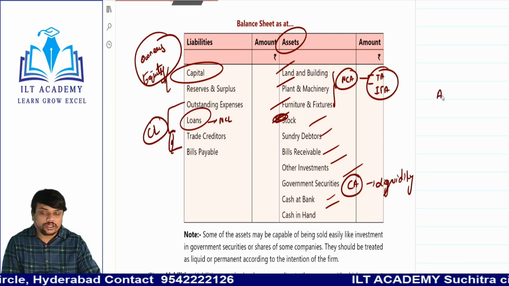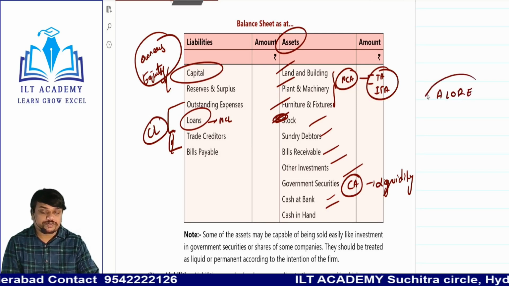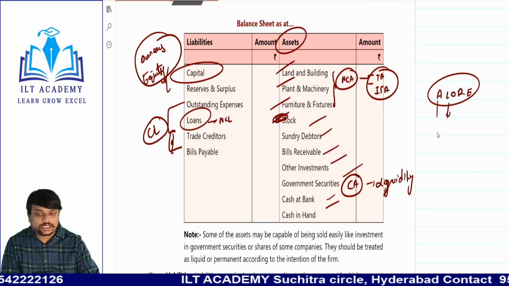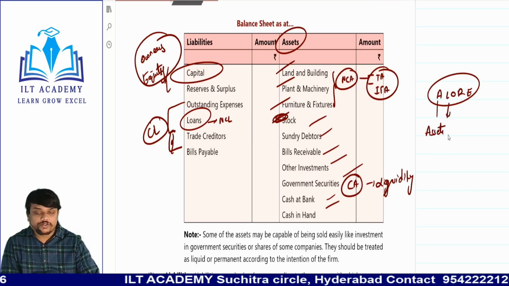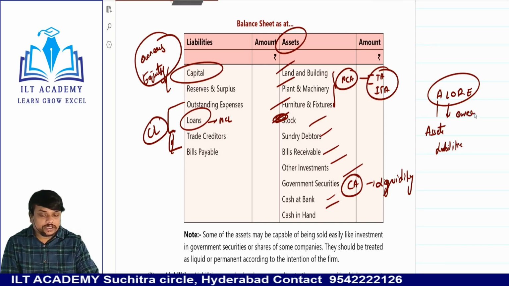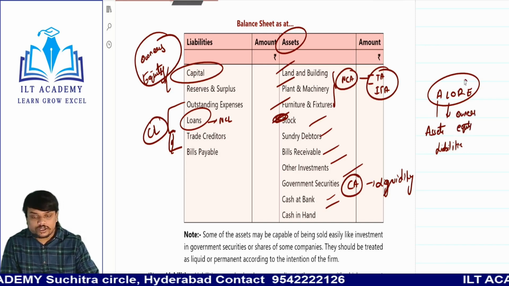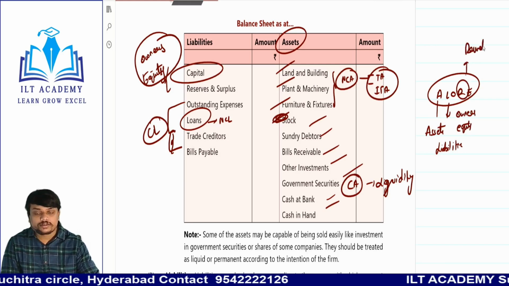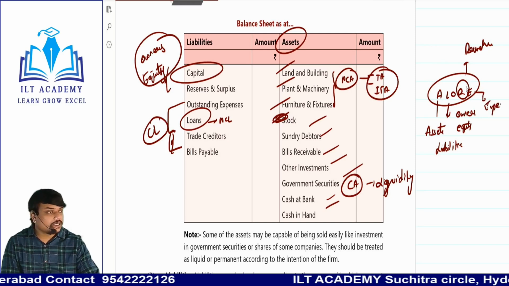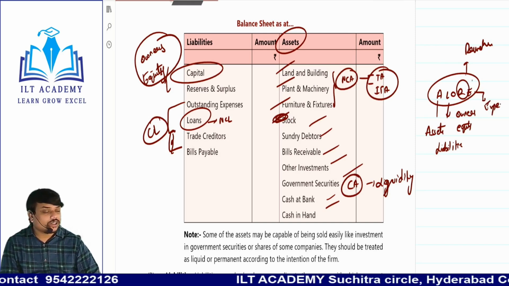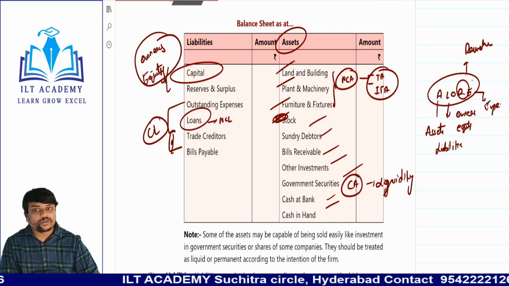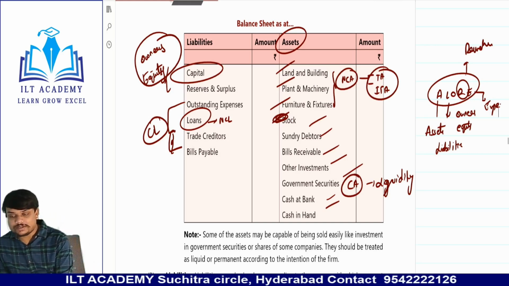Now I will tell you about ALORE. What do you mean by it? A for assets, L for liabilities, O for owner's equity, R for revenue, E for expenses. By categorizing items as an asset, a liability, equity, a revenue or an expense, based on this you are going to post the item in the relevant trading account, P&L account or balance sheet. Clear?